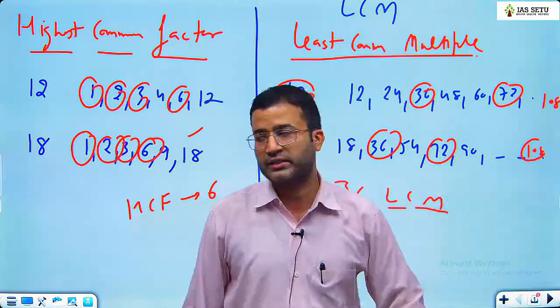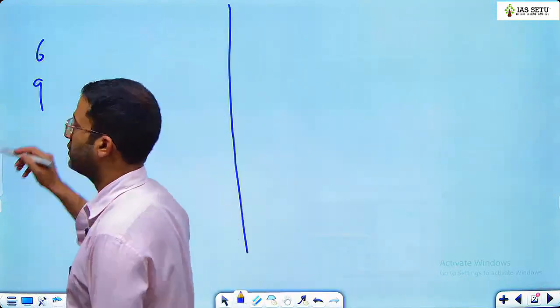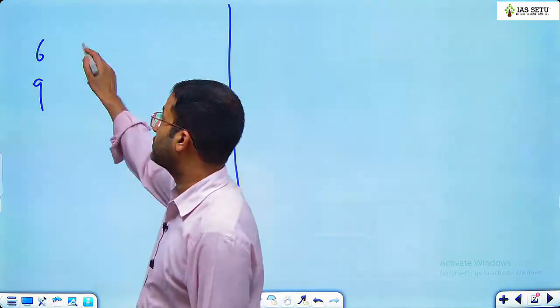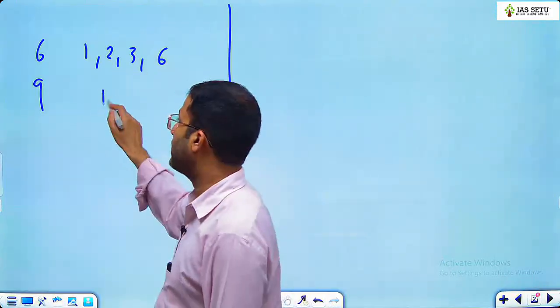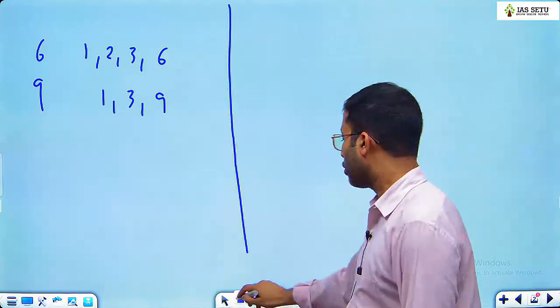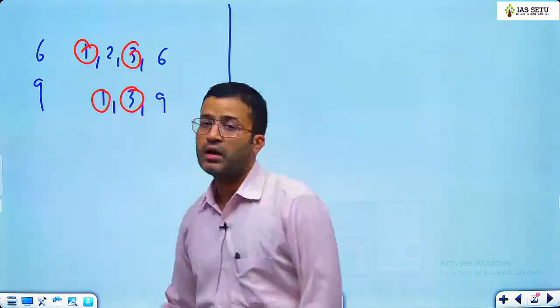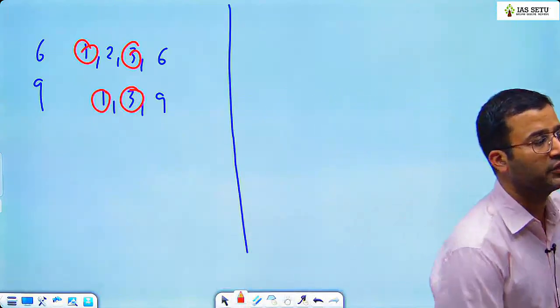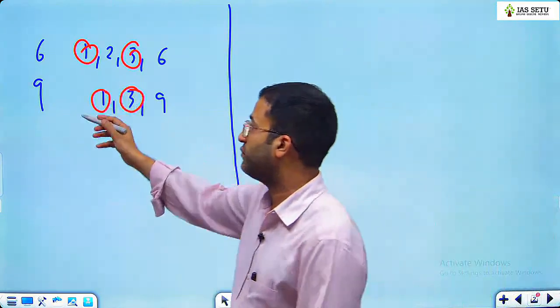I take one more example. I take numbers like 6 and 9. What are the factors of 6? 1, 2, 3, 6. What are the factors of 9? We have 1, 3, 9. Common factors we have 1 as well as 3. Out of this 1 and 3, which one is the highest common factor? 3. Can we conclude HCF of 6 and 9 is 3?